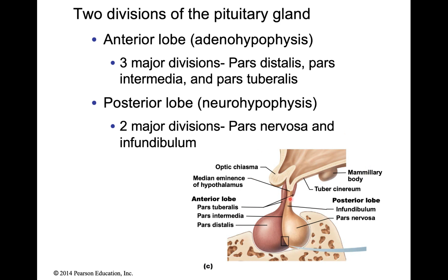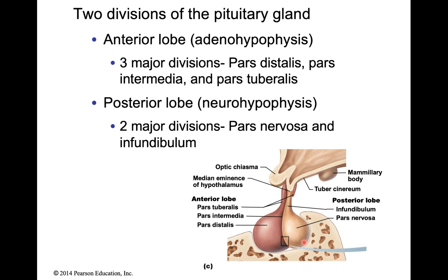But for right now, we're just going to talk about the pituitary gland, and then I'll tie in the hypothalamus with it afterwards. The pituitary gland is broken up into two lobes, an anterior lobe and a posterior lobe. The anterior lobe is made out of three regions, which you should know: the pars tuberalis, the pars intermedia, and then the majority of the body is the pars distalis. The posterior lobe is made out of that stalk called the infundibulum, and then the body of it called the pars nervosa.